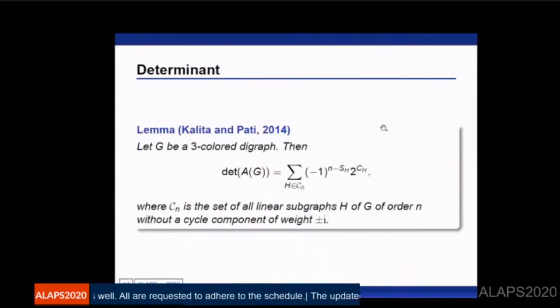And then in the year 2014, Kalita and Potti gave a formula for the determinant of the adjacency matrix of a three-color diagram, and this is the formula. It is quite similar to the Harary and Sachs theorem. And this formula, one can view it as a generalization of that Harary and Sachs formula. So this is how the determinant of the adjacency matrix of a three-color diagram is obtained.